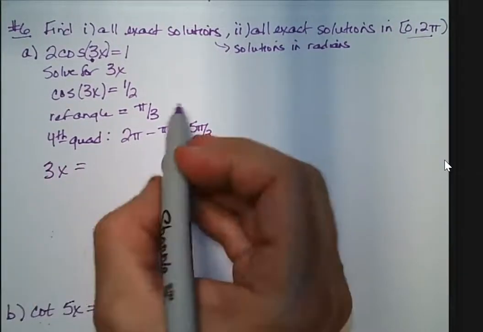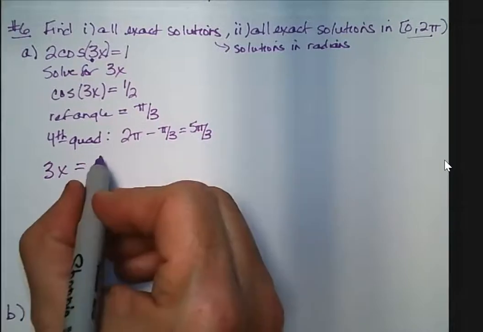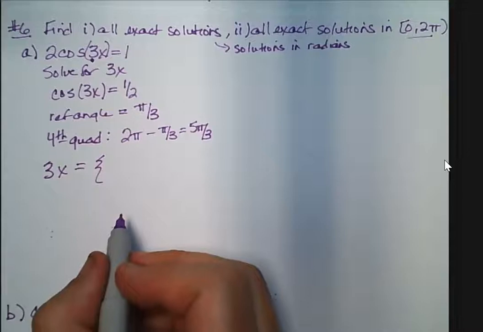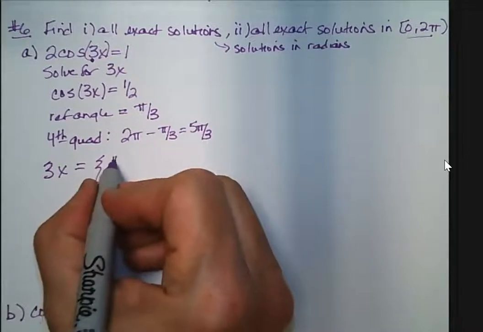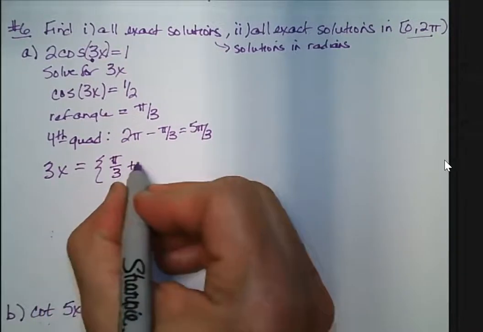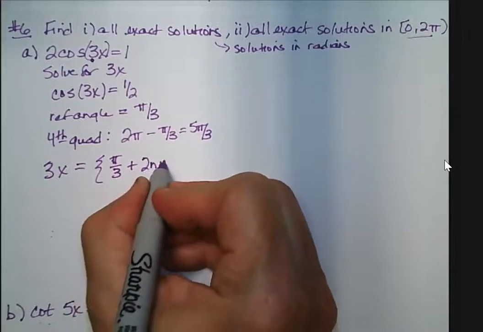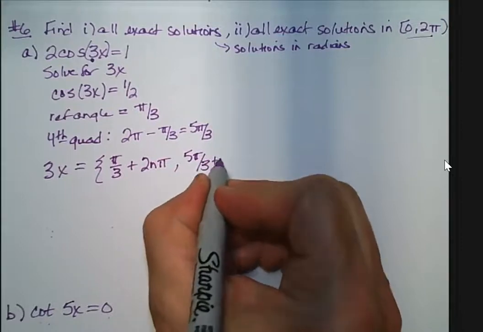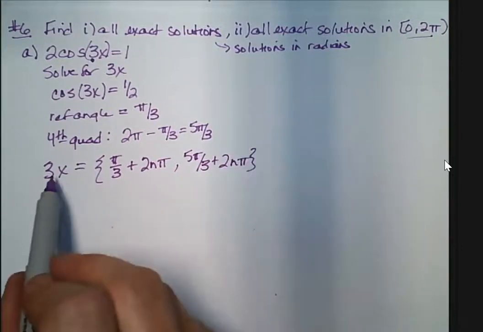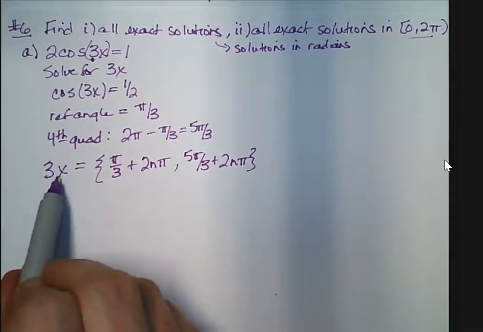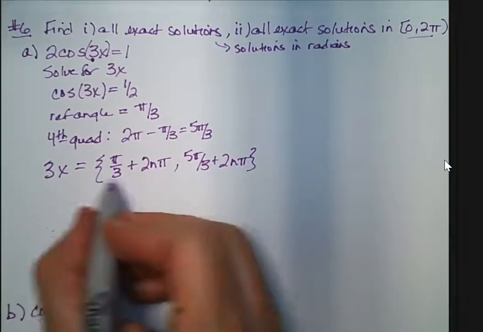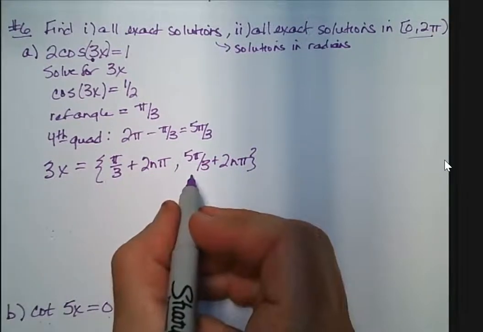If we want to write out all the solutions for 3x, we would take these two and put in all the coterminal angles. That means we would have pi over 3 plus 2n pi and 5 pi over 3 plus 2n pi. Now what we're going to do is take this whole thing in order to solve for x and divide everything by 3 on both sides.